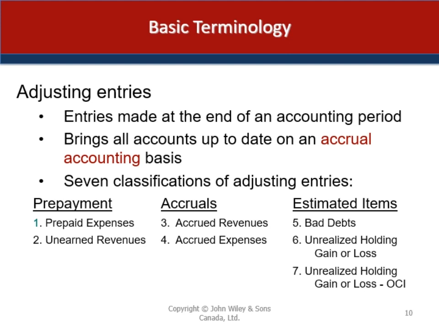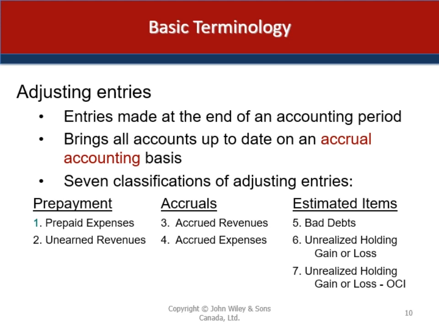through other comprehensive income. Those are a couple that deal with some issues that we haven't dealt with in the previous course. We did talk about bad debts, and we did talk a little bit about depreciation, but we didn't talk about the holding gains and losses. We'll talk about those as they come up in the future chapters.